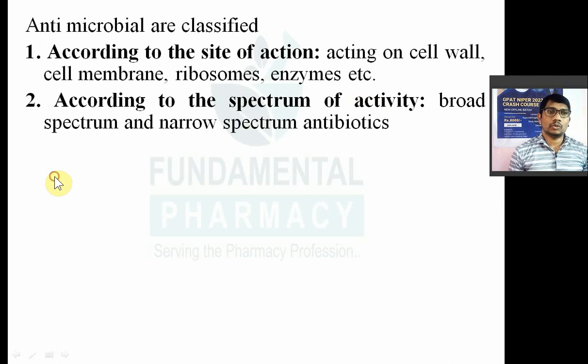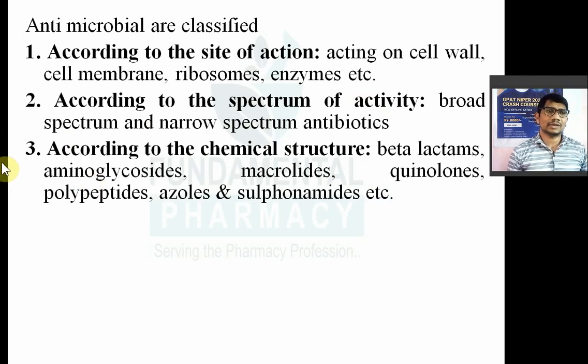Now antimicrobial drugs are also classified according to chemical structure. According to the chemical structure, they are classified into beta lactam antibiotics, in which you have a beta lactam ring, for example penicillin, cephalosporins, monobactams, like that. Then aminoglycosides, gentamicin, amikacin, etc. Then macrolide antibiotics, in which you have azithromycin, roxithromycin and others.